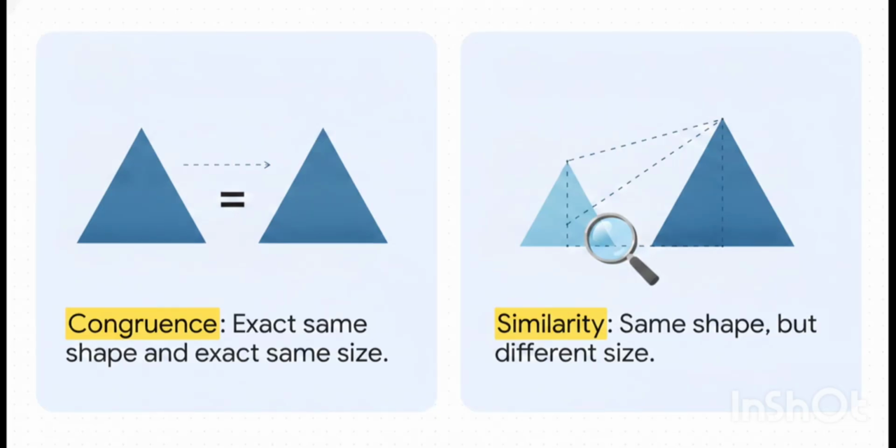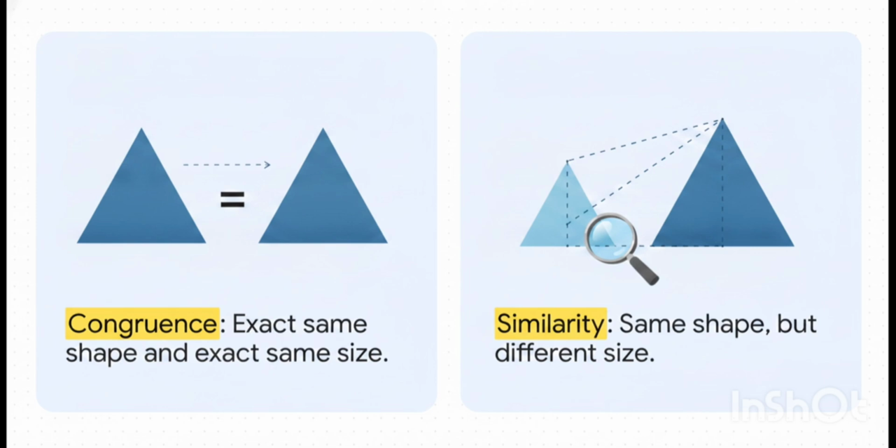Now, let's tackle a couple of terms that textbooks absolutely love to throw around, and let's just translate them into plain English. The first one is congruence. If two shapes are congruent, they are identical clones. I mean, exact same shape, exact same size. If you slid one on top of the other, they'd match up perfectly.